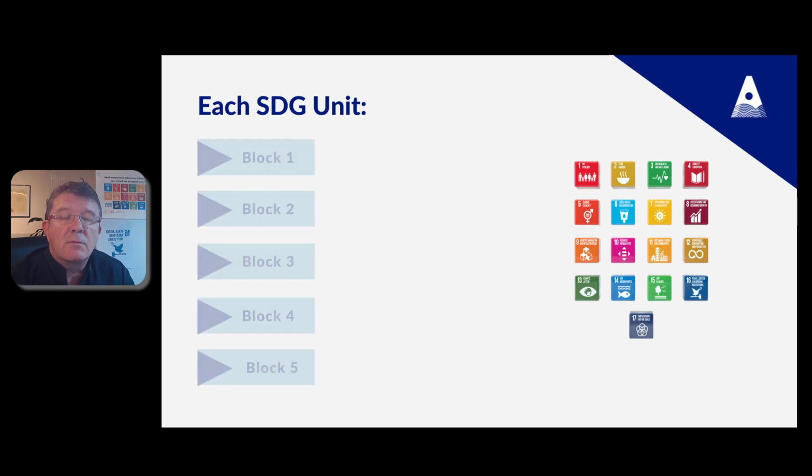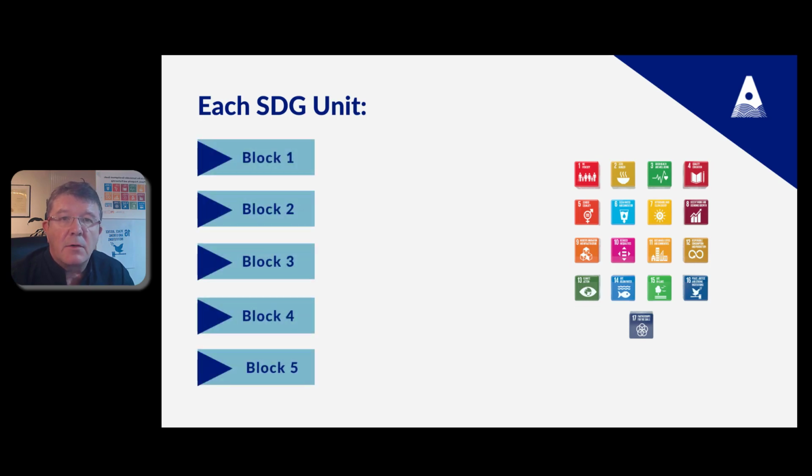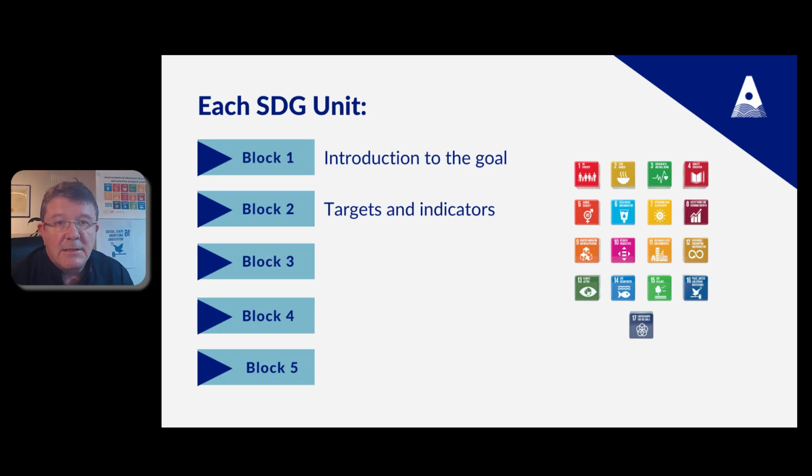Each unit will have 5 blocks, and the blocks are broken down in a particular structure. Block 1 will be an introduction to the goal, its overall aims and objectives. Block 2 will be an exploration of the targets and the indicators, and we'll have a look at the extended report for each of the goals and explore some of the key global statistics.